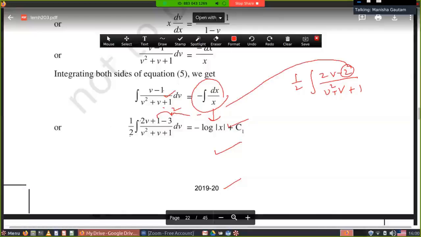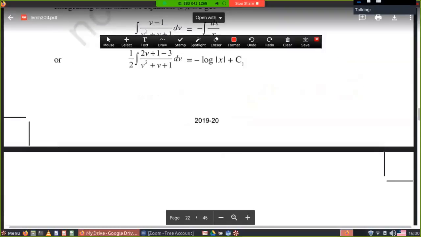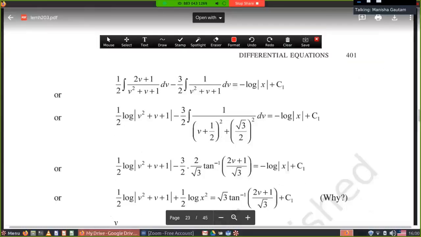Minus log x is the integration of the right hand side. If you know how to integrate, then it's easy to do the questions. If you don't know how to integrate, then you have to do the 7th chapter first, then go to differential equations. After integration, only simplification is there. You can integrate by applying the formula.